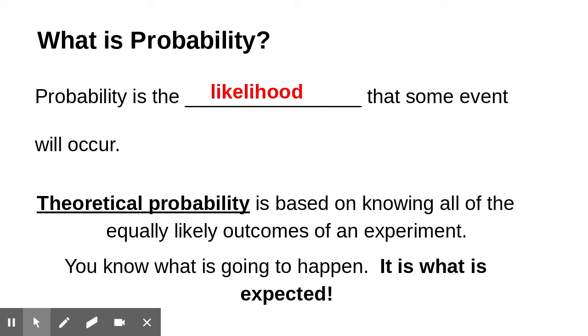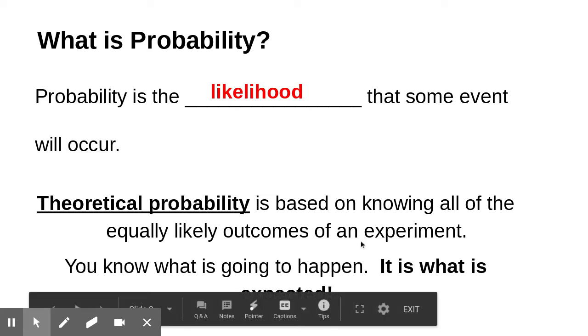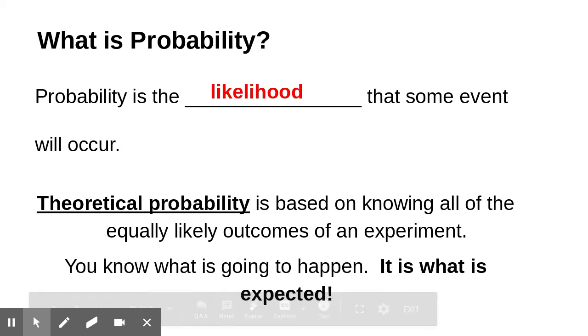So if you flip a coin and you want to know your chance, or the likelihood, of getting a tails, well, that's a 50-50 chance. It's a 50% chance that you're going to get a tail if you flip a coin. That is called a theoretical probability because you know what's going to happen. That's your percent chance of it happening. You don't actually have to flip a coin to know that there's only one side of the coin that's a tail and the other side's a head.